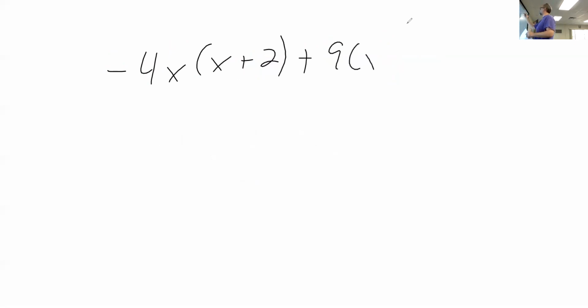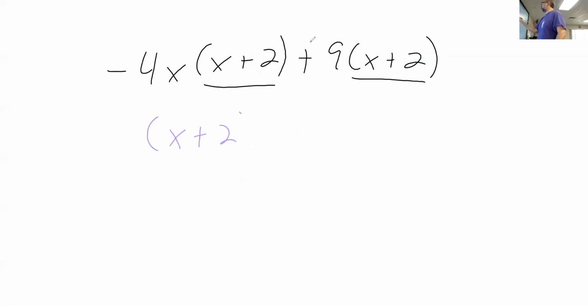All right, next example. That's 4x times x plus 2 plus 9 times x plus 2. Again, you see that we have two sets of parentheses. They both have the same thing inside of them. That means we can factor it out of everything, and the remaining pieces come together inside their own set of parentheses.